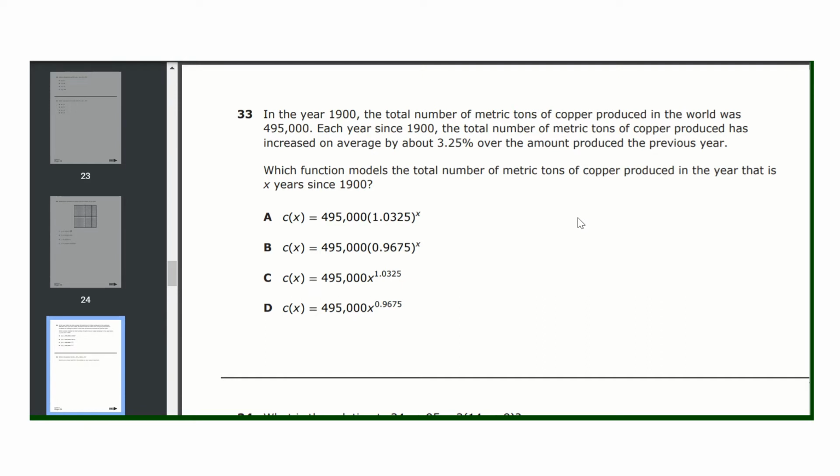1990? A, C of X is 495,000, parentheses, 1.0325, close parentheses, to the X. B, C of X is 495,000, parentheses, 0.9675, parentheses, to the X. C, C of X is 495,000 X to the 1.0325, or D, C of X is 495,000 X to the 0.9675.